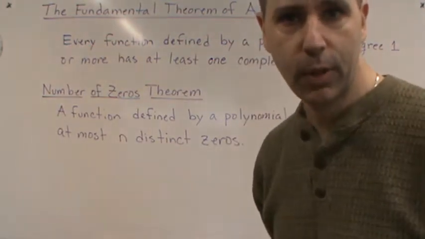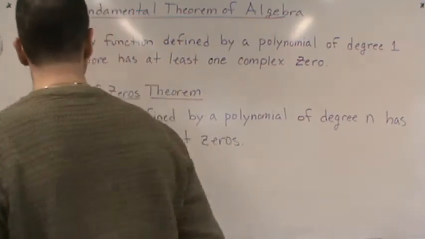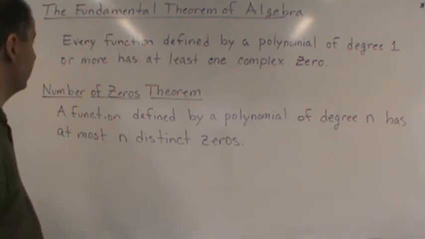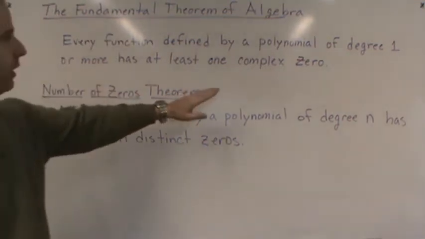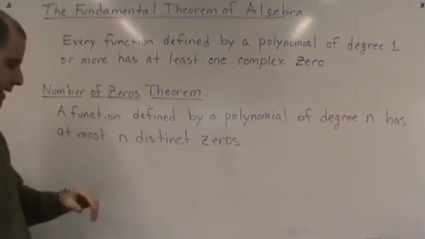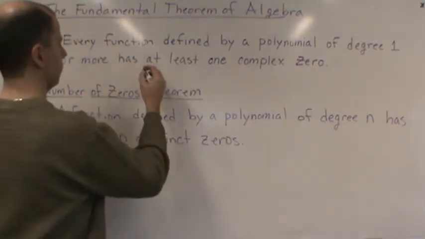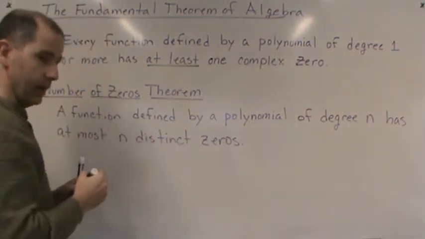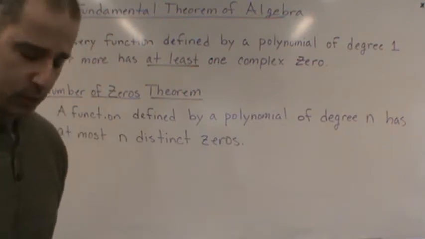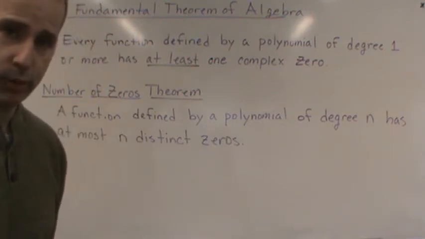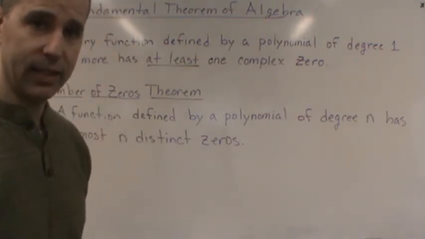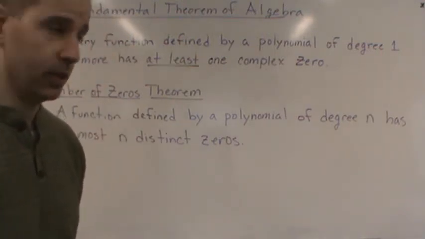The first theorem is called the fundamental theorem of algebra. The fundamental theorem of algebra says that every function defined by a polynomial of degree 1 or more has at least one complex root. So again, any polynomial of degree 1 or more has at least one complex zero.